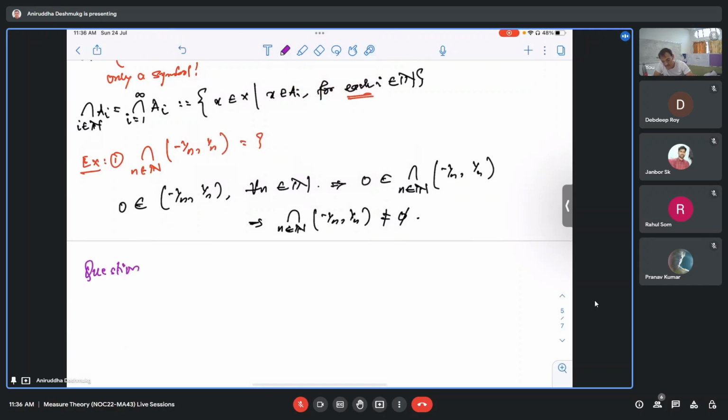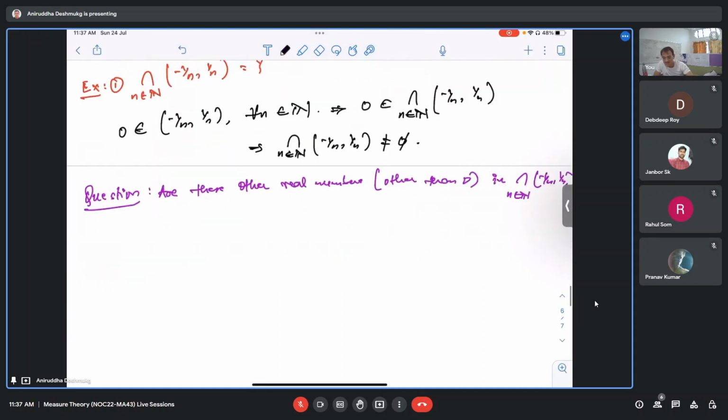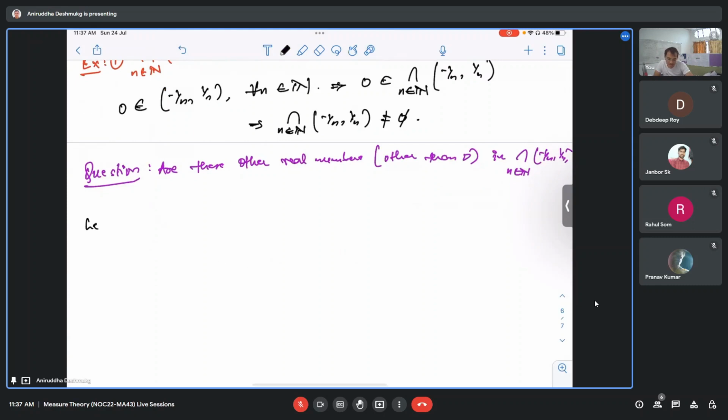So the question is, are there other real numbers? When I say other real numbers, it means other than 0. I've already proved that 0 is inside the intersection of minus 1 by n to 1 by n. So let us see. Suppose x is a real number, x not equal to 0. So I'm allowing any real number, but I am not allowing 0 for the time being.